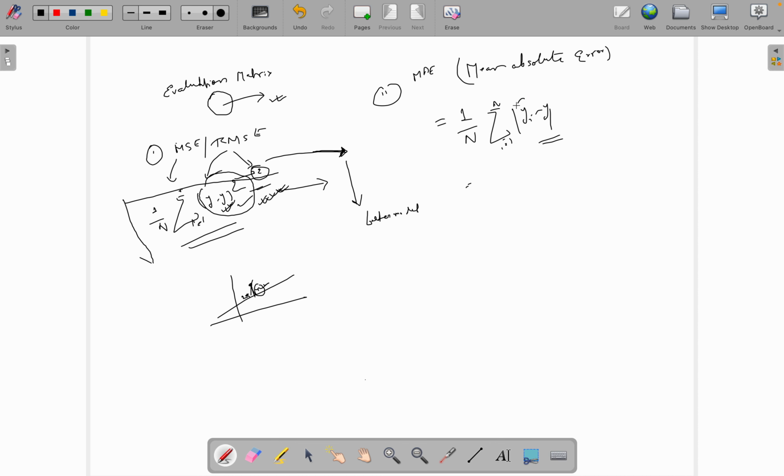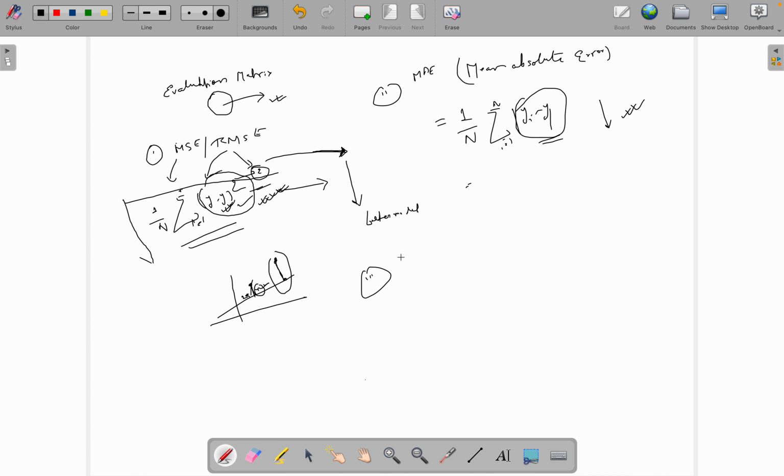So we don't have any square here. So this is the value. If I have a point here, it is taking just this value, not square, not anything. Okay, so it applies here also. The lesser value will be good for the model.